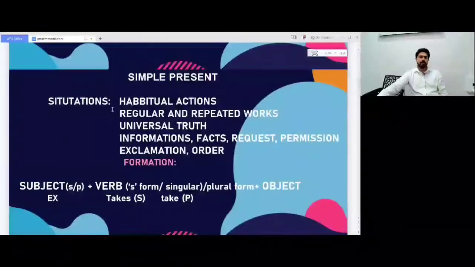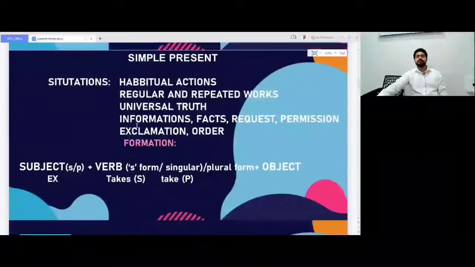All right, so let's talk about simple present. Basically, we use simple present in 5 situations.